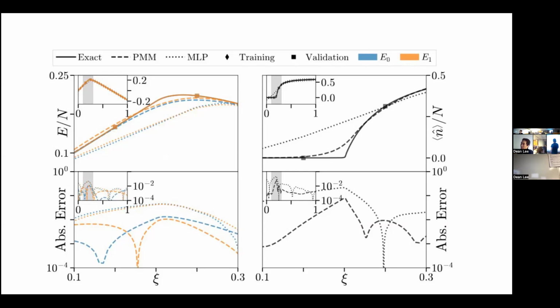And we see that by baking in some of the physics, we were able to outperform an MLP, which is supposed to be a general function interpolator, especially in the region where we have no data.